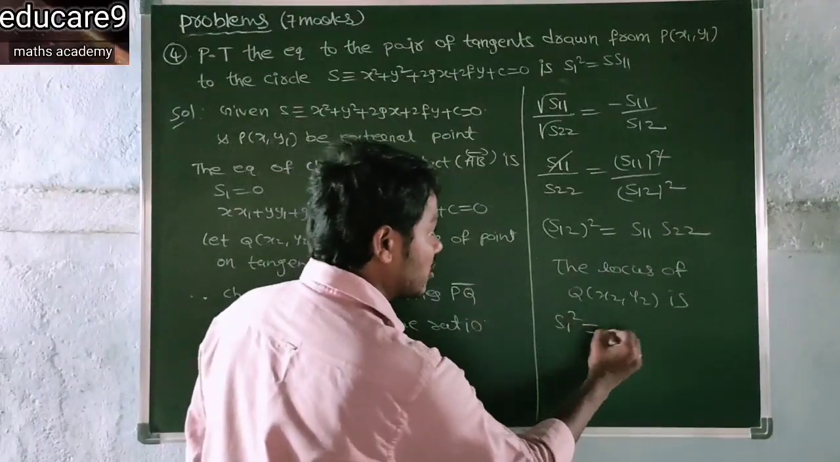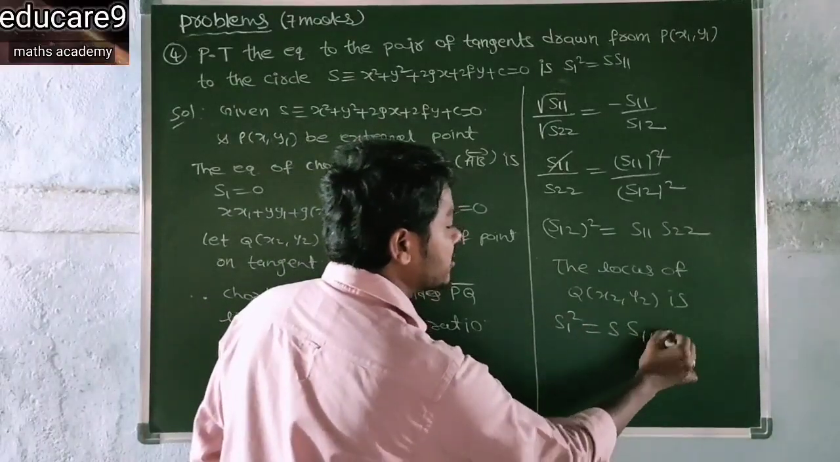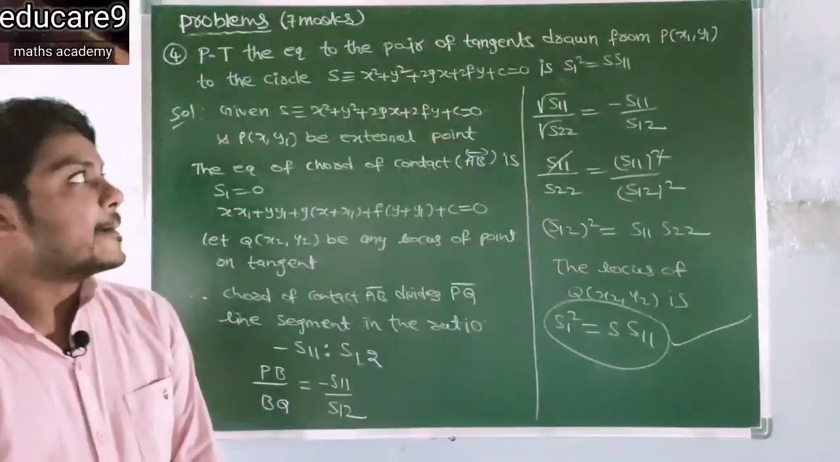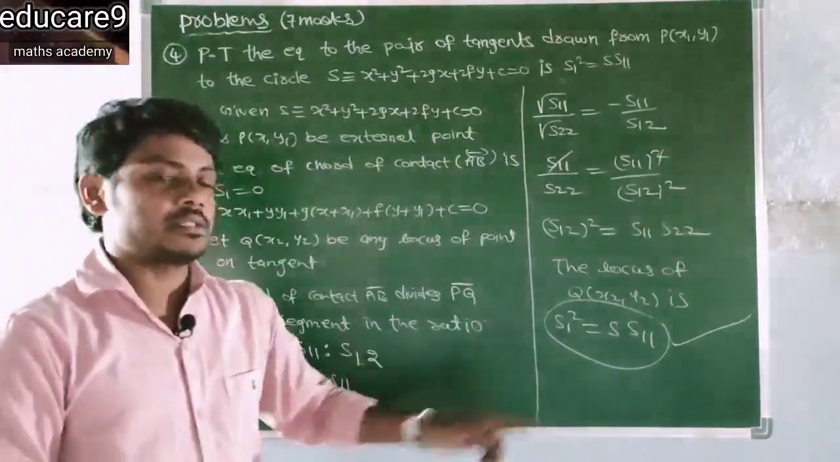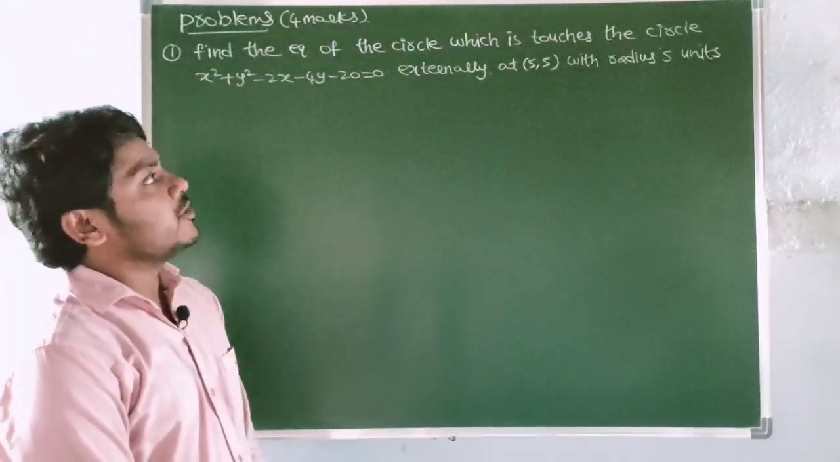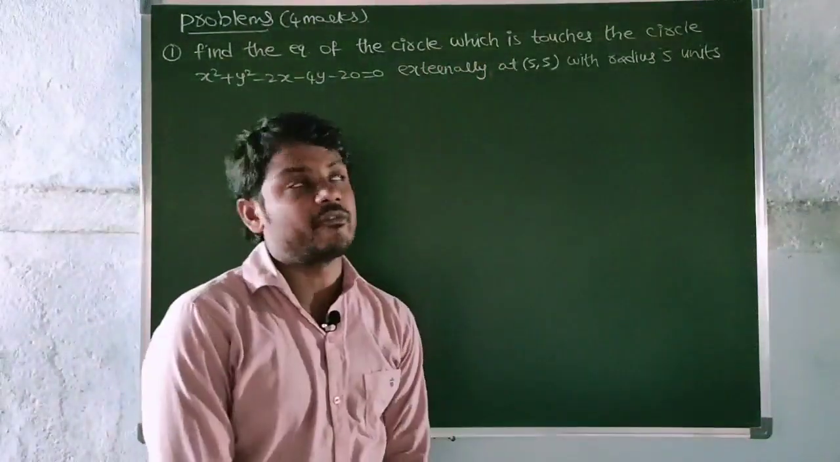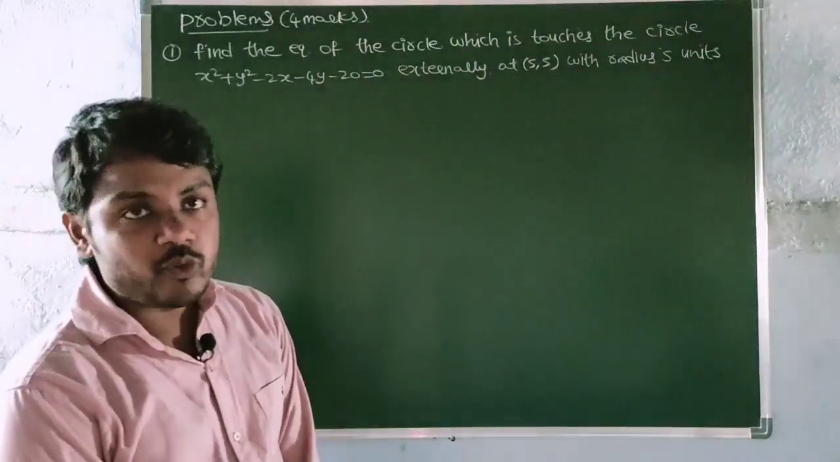S1 square is equal to S into S11. So this is the equation of the pair of tangents. Next one, find the equation of the circle which touches the circle externally at (5, 5) with radius 5.